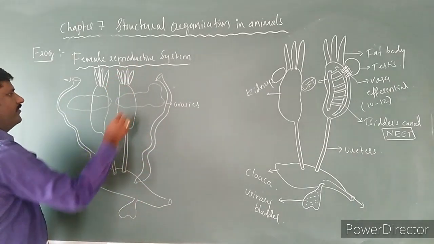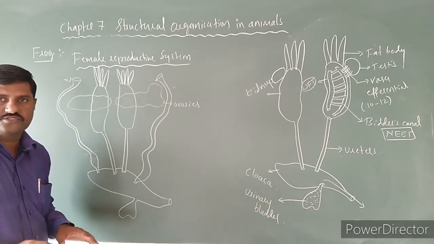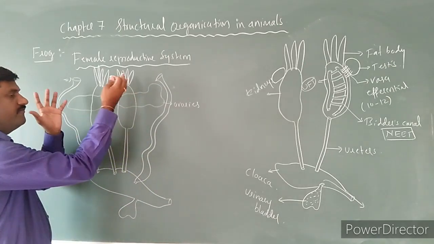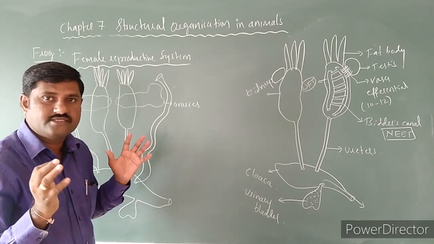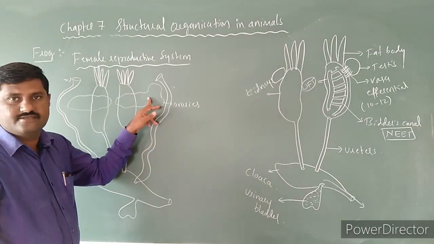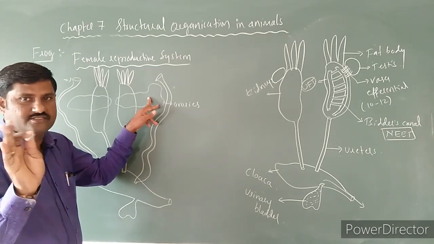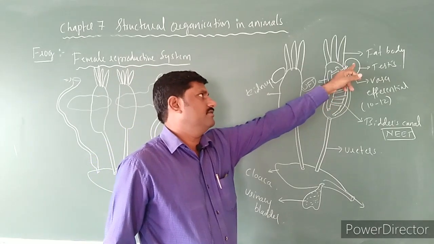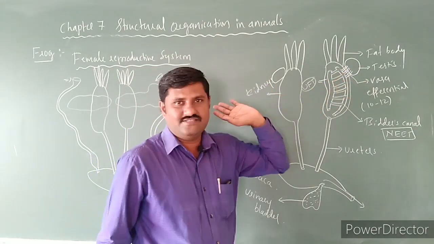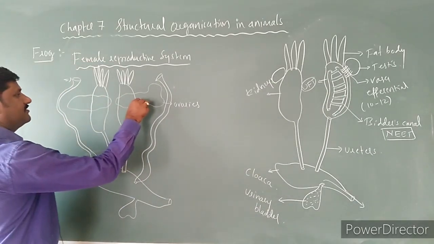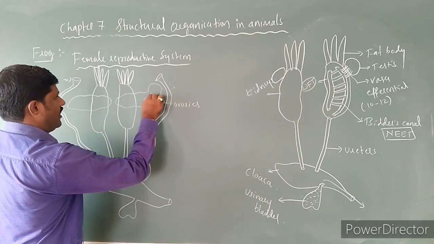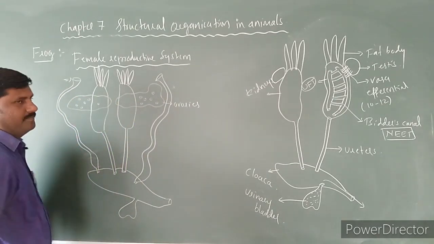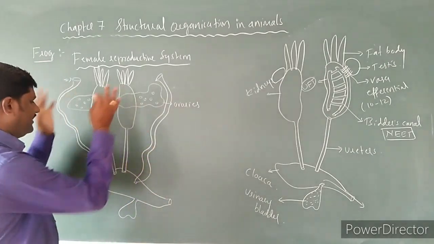So these are a pair of ovaries which are attached to the kidney. Of course, they are very near to the kidney. They are attached to the kidney, but there is no functional or physiological link between the kidney and these ovaries, just as with the testes and kidney, right? So these ovaries produce ova, or egg cells.